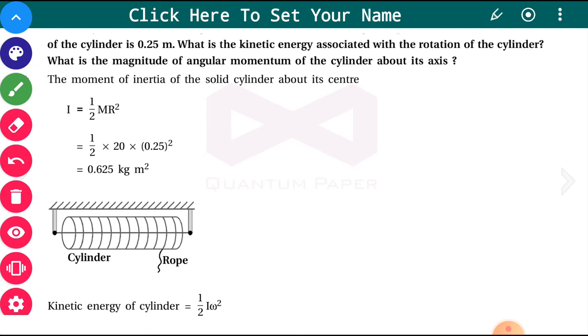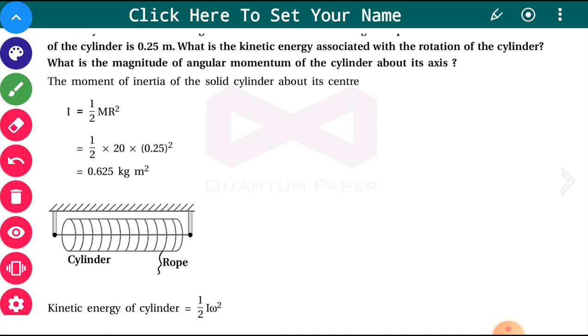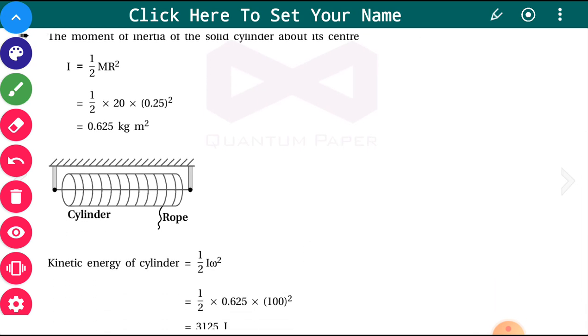Now see, first of all we find the moment of inertia. It is 1/2 mr square for this rotating cylinder. We have a solid cylinder, so 1 by 2 mr square is the moment of inertia that you can see from the table. Mass is given, radius is given, so I can easily be found.